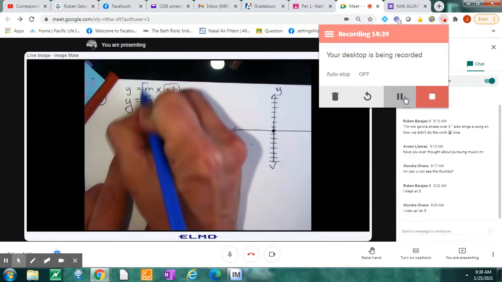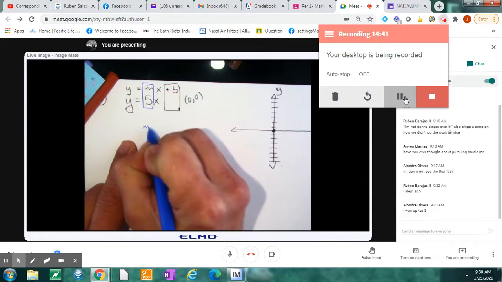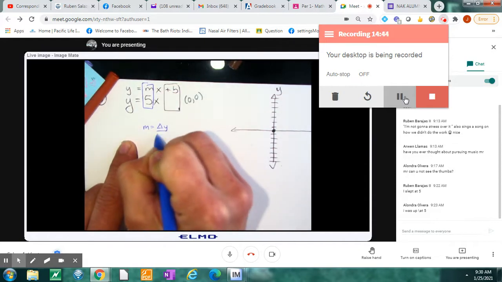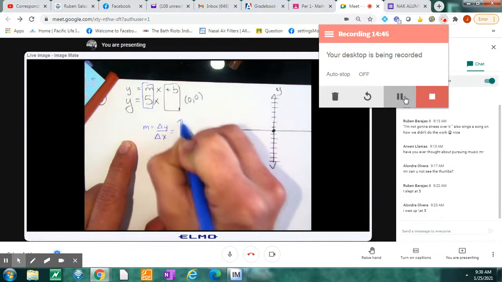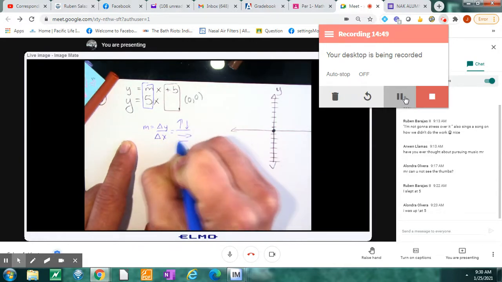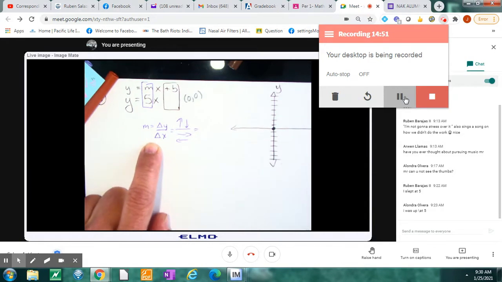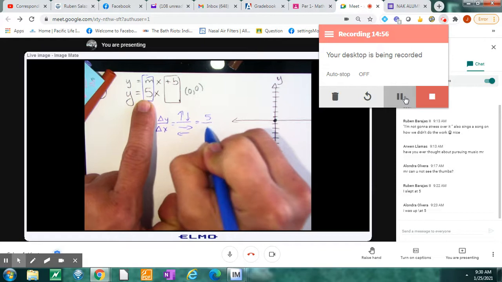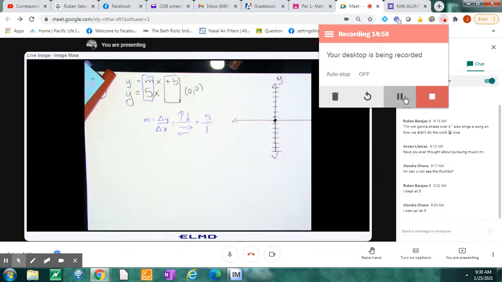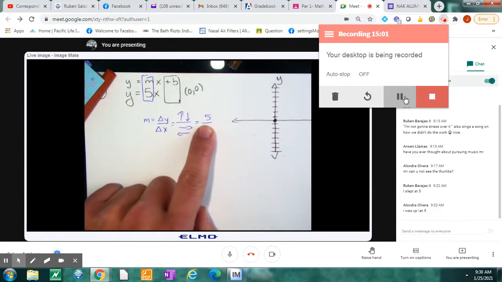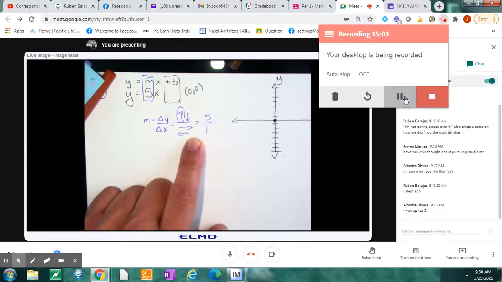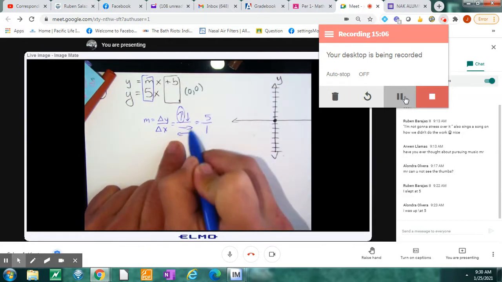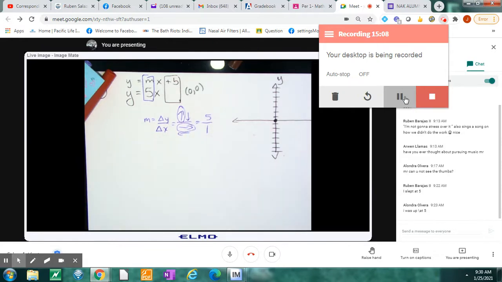You can still do the rest. Here's your m. It's the change in y over the change in x. Remember, rise over run. So that's going to be 5 over 1. Since it's positive, it's going to rise 5, and then run forward, to the right. So now you're going to go ahead and count. That's all you're doing, count.